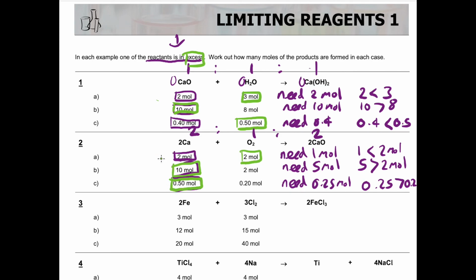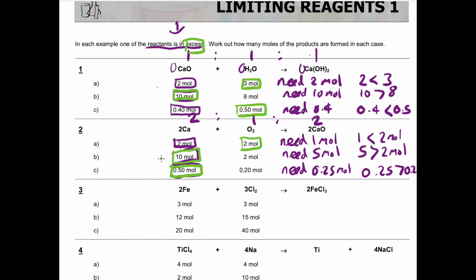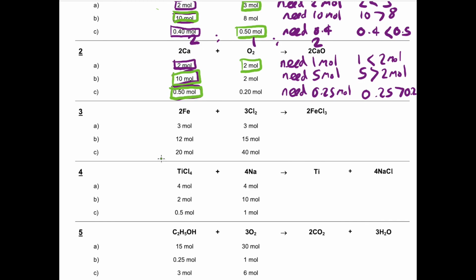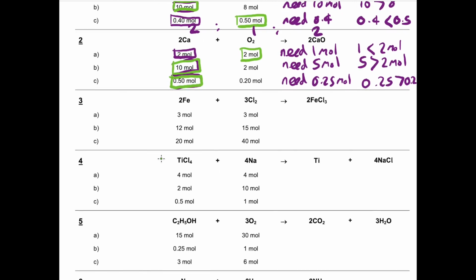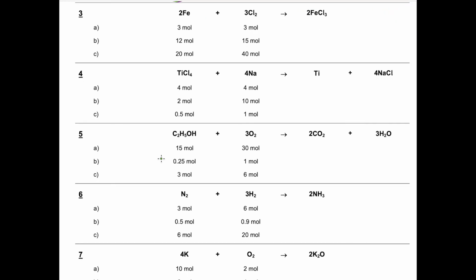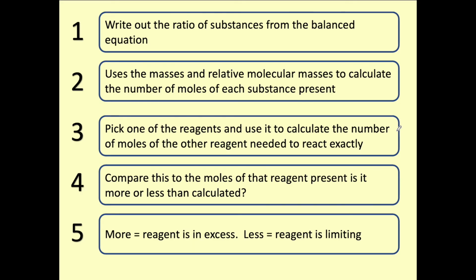So you now have some other questions to try on limiting reagents. So again, identifying which reagent is in excess. Follow the same methods as I've been demonstrating above. Here is a summary of those steps again. In this lesson we've been focusing mainly on steps 1, 3, 4 and 5, and next lesson we will look at incorporating step 2 into this work.